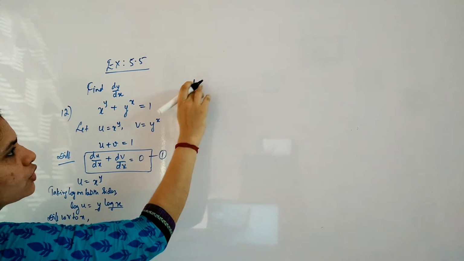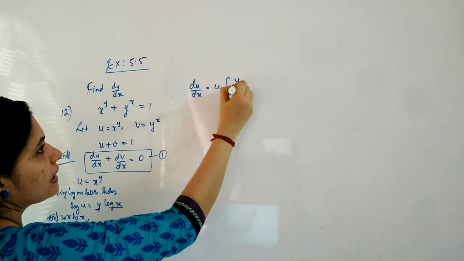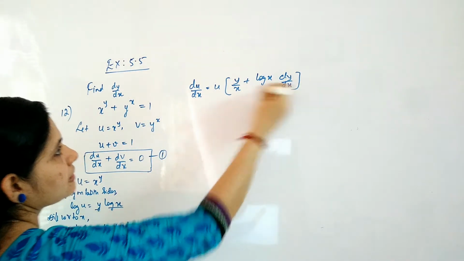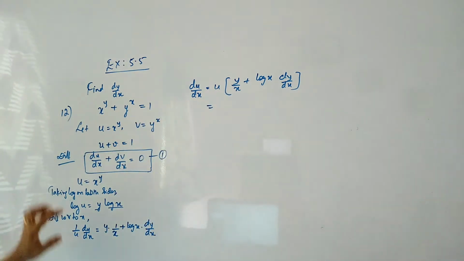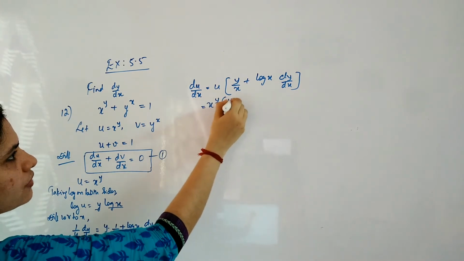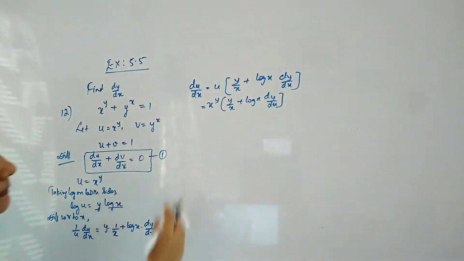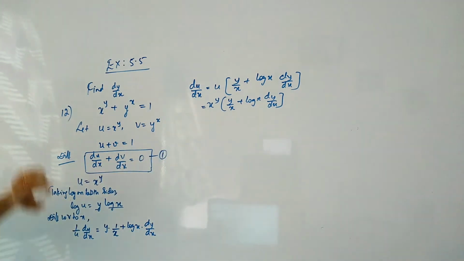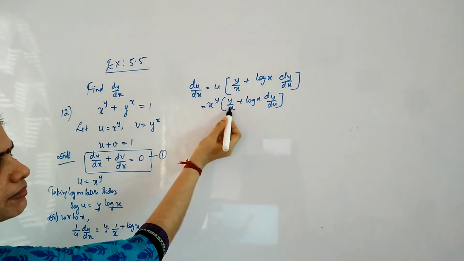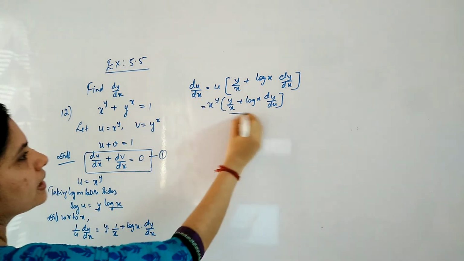You will get du by dx is equal to u into y by x plus log x into dy by dx. Replace the value of u. What is u? x raised to y. So we get x raised to y into y by x plus log x into dy by dx. Here, if you are multiplying with x raised to y, this can be combined and written as x raised to y minus 1. That we will see later. Now let it be here.